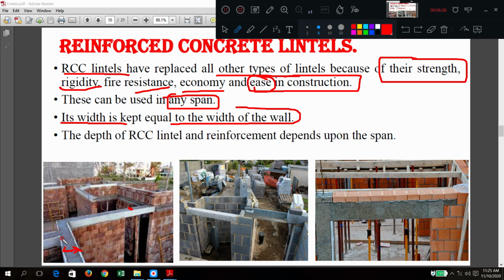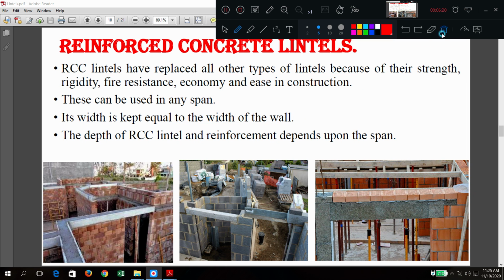So width of lintel, width of wall. So wall width is also the same. If you take the other section, see here, this diagram. This is the width of wall, this is the width of lintel. So both they are keeping the same.